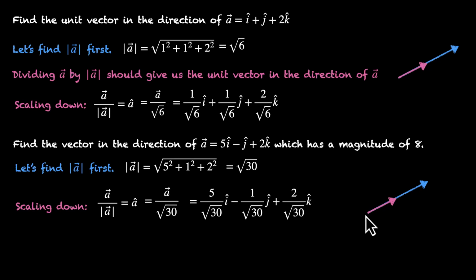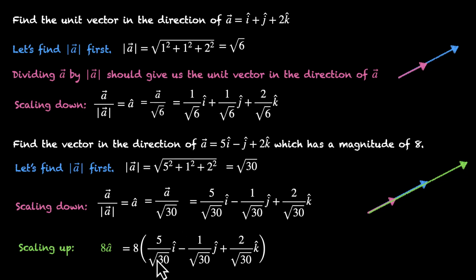But we don't want the unit vector. We want this vector to be having a magnitude of 8. How can we do that? Well, we can multiply this unit vector by 8. So we can scale this back up. So this new vector, this green vector is what we need. This is equal to 8 times the unit vector, 8 a cap. That's going to be 8 times this entire thing. So this is going to become 8 times 5, 40. 40 by root 30 i cap minus 8 by root 30 j cap plus 16 by root 30 k cap.